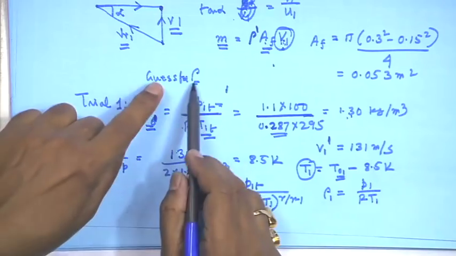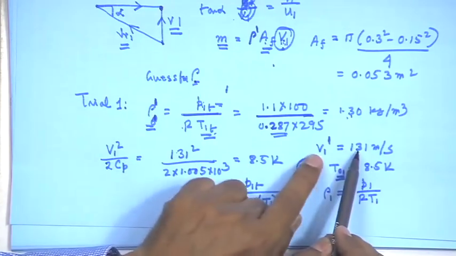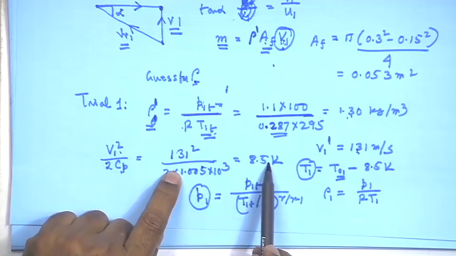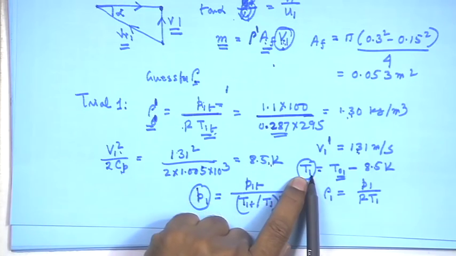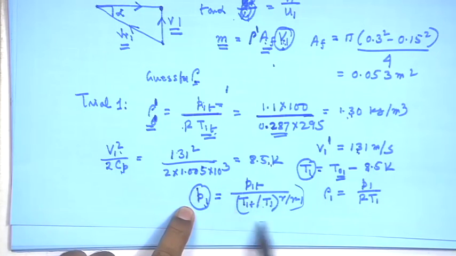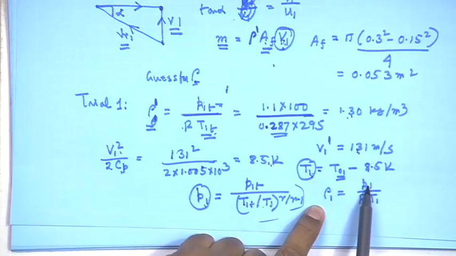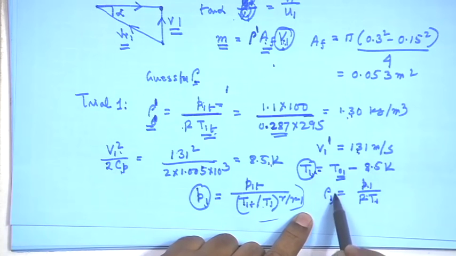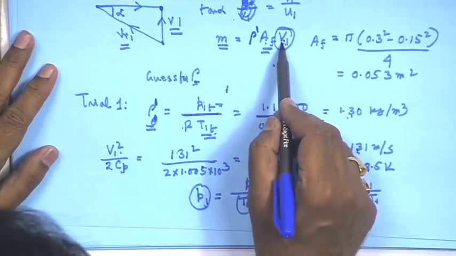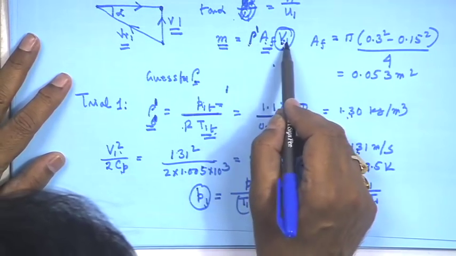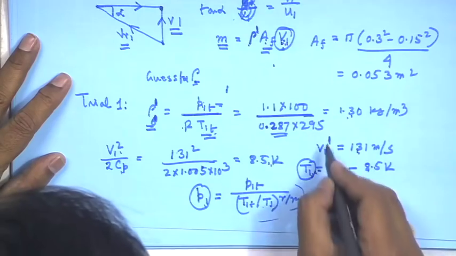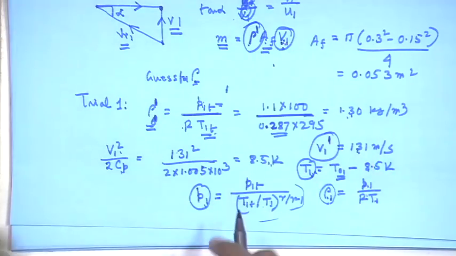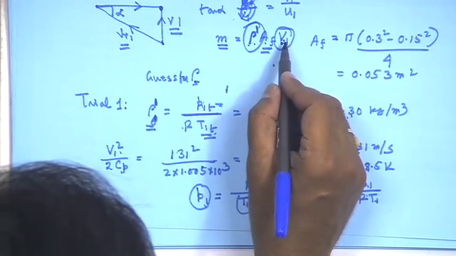That means, by guessing a rho based on the stagnation condition, I find a V. When V is found, I find the dynamic equivalent temperature, and with that temperature I can find the static temperature and the static pressure by the isentropic relation. When these two are known, rho 1 is P1 by RT. That means rho is getting corrected. With this rho, I again find the corrected velocity. This way rho 1 and V1 are getting corrected, so that we get a converged value. When we have a converged value, we get V1.